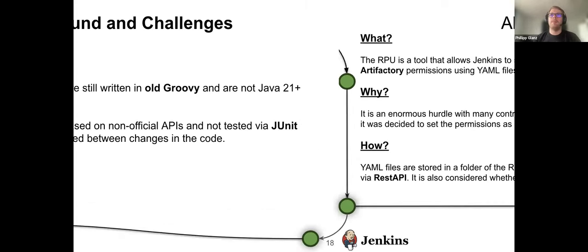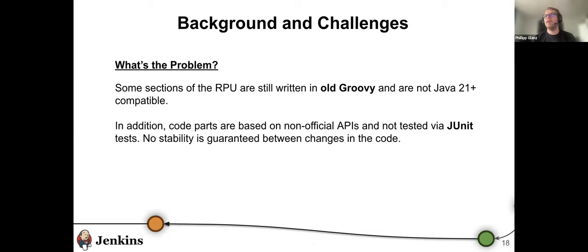Now about my project and the background of my challenges. The RPU is currently already over 9 years old, and it was written with old Groovy scripts. That means we cannot use newer Java features from Java 21. And also there's no unit test. That means this code is not really stable. If something gets changed, we cannot predict if something gets broken. That's currently one of many problems.